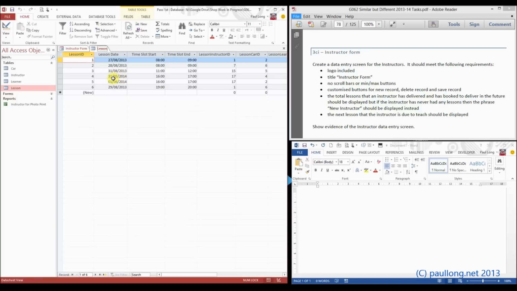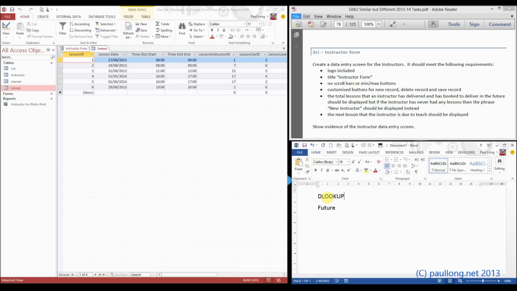And the lessons for a specific instructor may be either in the past, even today, or in the future. So if we think about that, we have past lessons, we have present, and we have the future. We are only interested in the next lesson, and therefore that is lessons in the future. To do that, we need to think about what our criteria are going to be and how we're actually going to find this lesson. One method that we can use is to use the DLookup function.